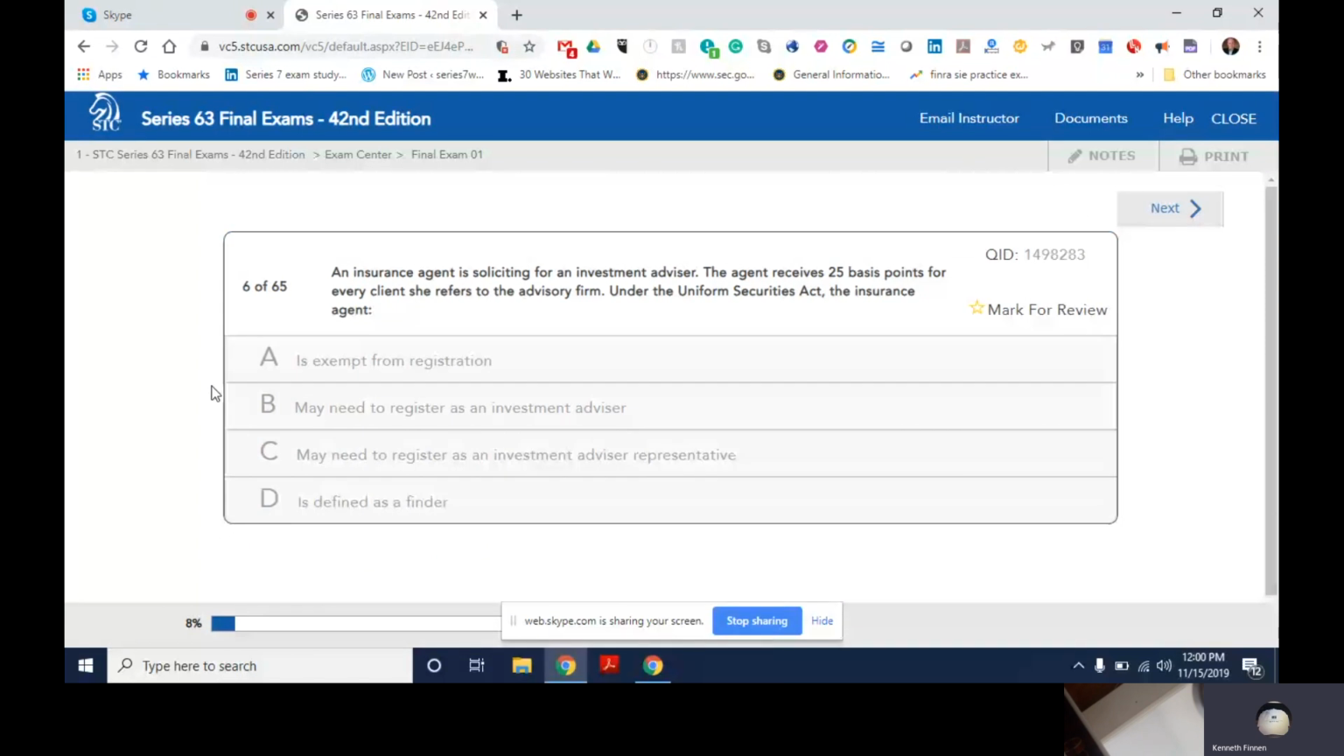So the answer is, is he an IA or an IAR? Since he's an individual, I'm going to lean toward IAR. It easily could be IA because they're vague on this, not on the real exam. So I'm going to say they have to go with an IAR because it's an individual. Let's see if I'm right. Look at that. Okay.